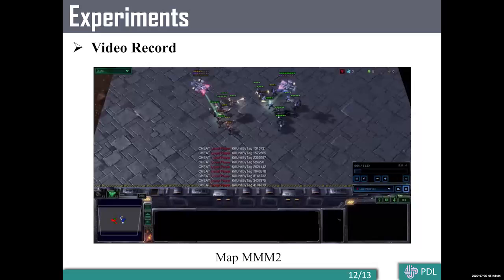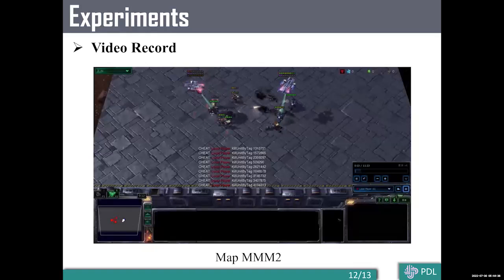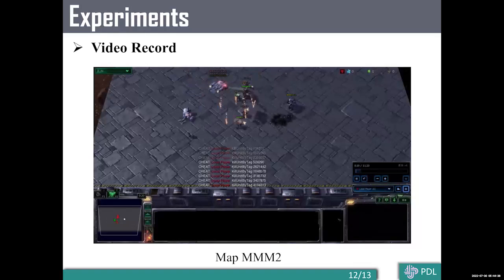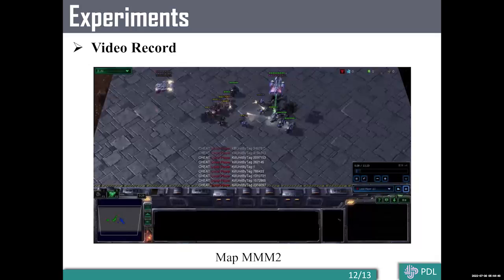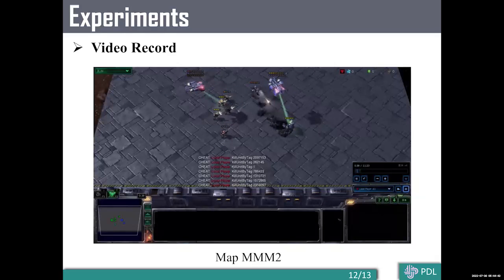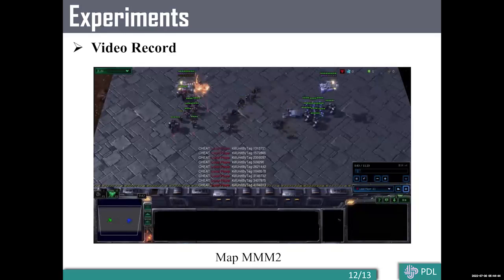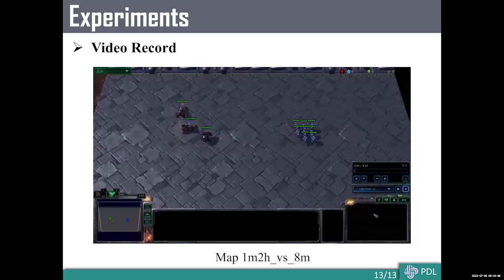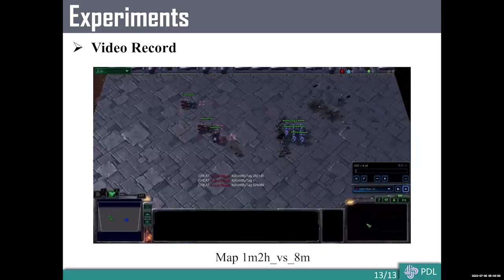Now we show video records on two representative maps in SMAC environment. The first is the MM2 map. And the second is the 1M2H with a bar M map. We can observe that our agents can easily beat enemies.